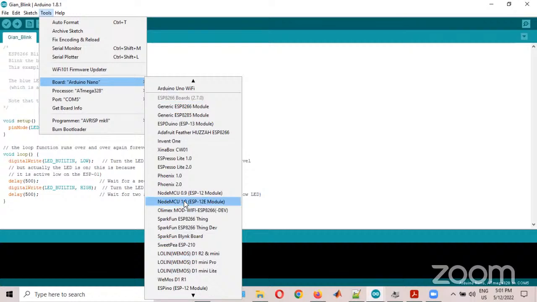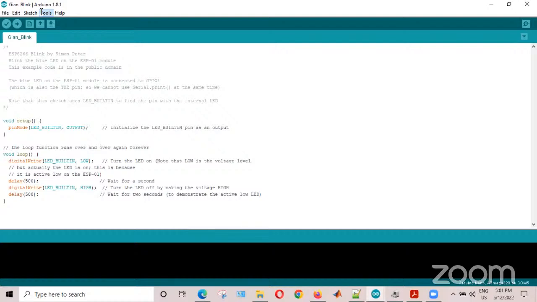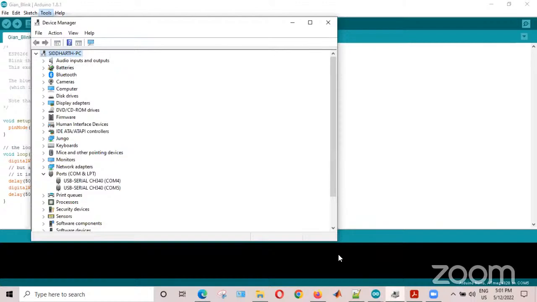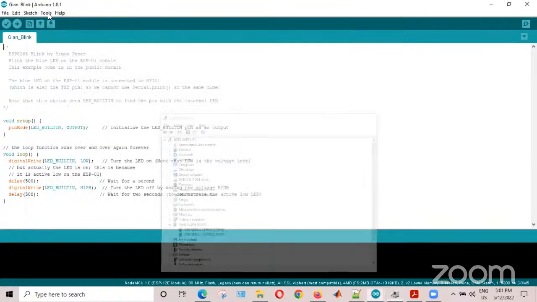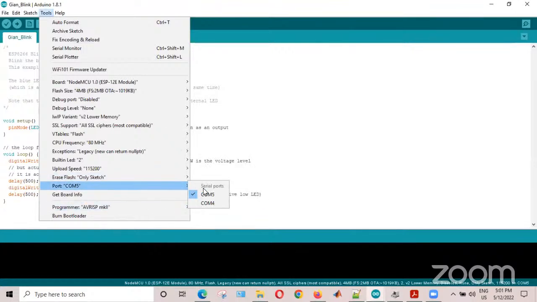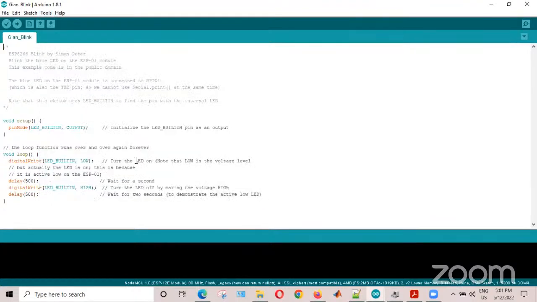In device manager we can see that we now have 2 ports. COM5 was actually my Arduino, and the new COM4 is visible, so it should be Node MCU. So now I am selecting the port as COM4. Now this function is for blinking the LED present on the Node MCU. So again, the code is the same.